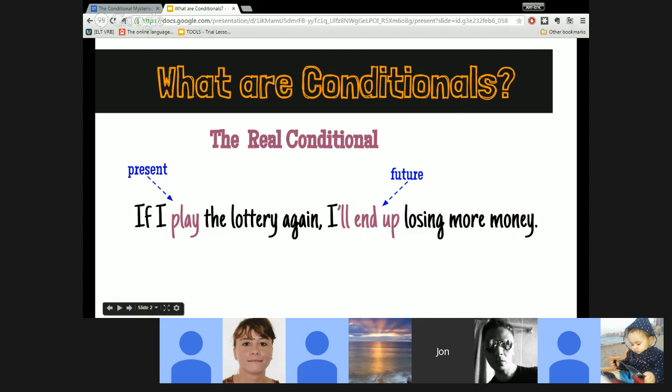So here is a real conditional. Okay? Lena, could you read that for us? Yes. If I play the lottery again, I'll end up losing more money. Right. So, if you play the lottery today, you'll end up losing money in the future. Okay? And Lena, what's the verb tense in the first part and what's the verb tense in the second part, just to be clear? Do you know the names of those verb tenses?